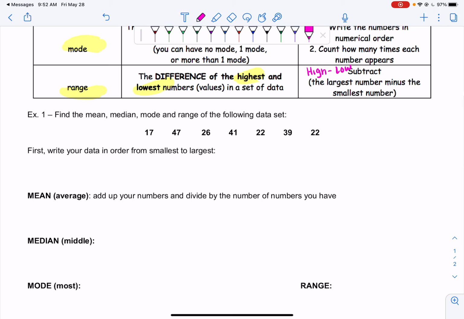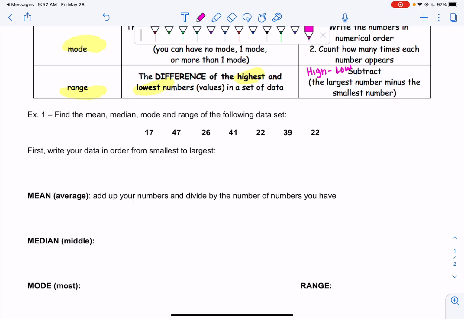So example number 1, find the mean, median, mode, and range of the following data set. If you look, we don't have a large data set. We've got 17, 47, 26, 41, 22, 39, 22. They are not in order from smallest to largest. So the first thing we want to do is put them in order from smallest to largest.